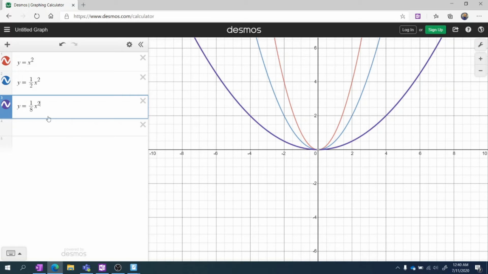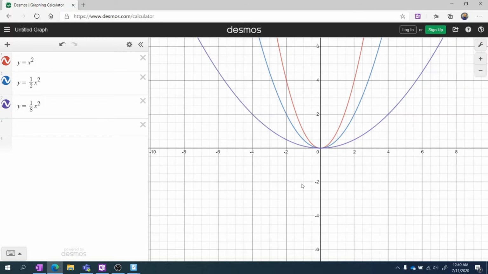So to recap that, to make it open wider, you'd want to put a fraction out in front. To make it open narrower, you'd want to put some other number that's more than 1 out in front. That would make it narrower. To make it open down, you would want to put a negative out in front. And you can do a combination of those.